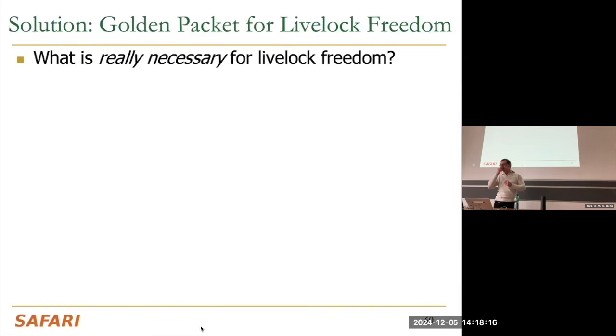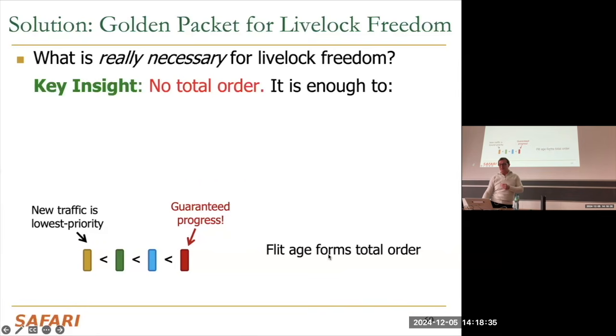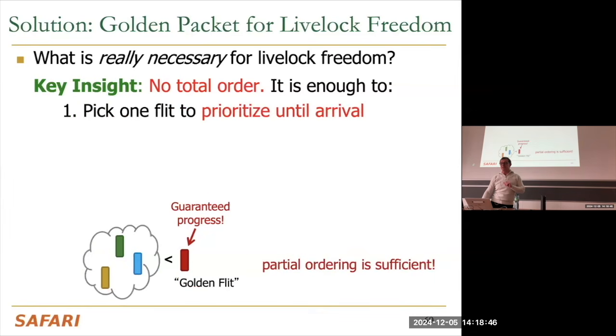If you ask this question, then you really need to think about what is really necessary for livelock freedom in a network like this. Is oldest first really necessary? Well, oldest first is not necessary, so the answer is no. With oldest first, you have a flit age that forms a total order. The key insight is you don't need that total order for livelock freedom. If your goal is to satisfy livelock freedom only, there is no need for total order. It's enough to pick one flit to prioritize until arrival, basically a guarantee for the whole network.